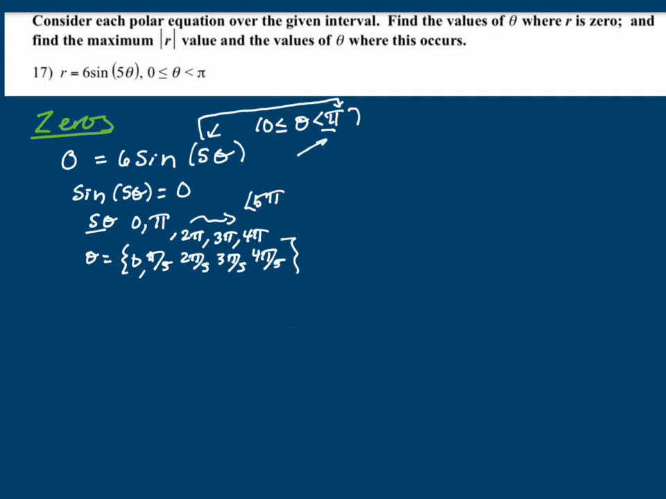Okay? So that's how you do it when it has a bigger angle. You need to really pay attention to that, because a lot of you could not do it if it had a larger angle. So that's the zeros.